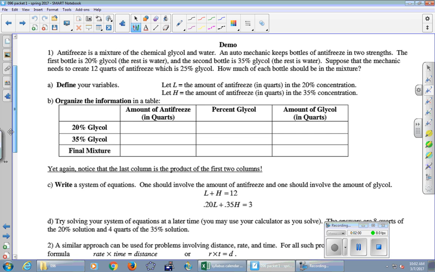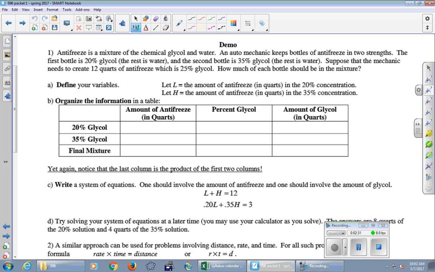Number 1, antifreeze is a mixture of the chemical glycol and water. So if you go to the auto supply store and you pick up a container of antifreeze, a bunch of it is water and a little bit of it is this chemical called glycol. An auto mechanic keeps bottles of antifreeze in 2 strengths. The first bottle is 20% glycol and the rest is water. Remember, it's just a mixture of water and glycol. And the second bottle is 35% glycol, the chemical, and the rest is water, okay?